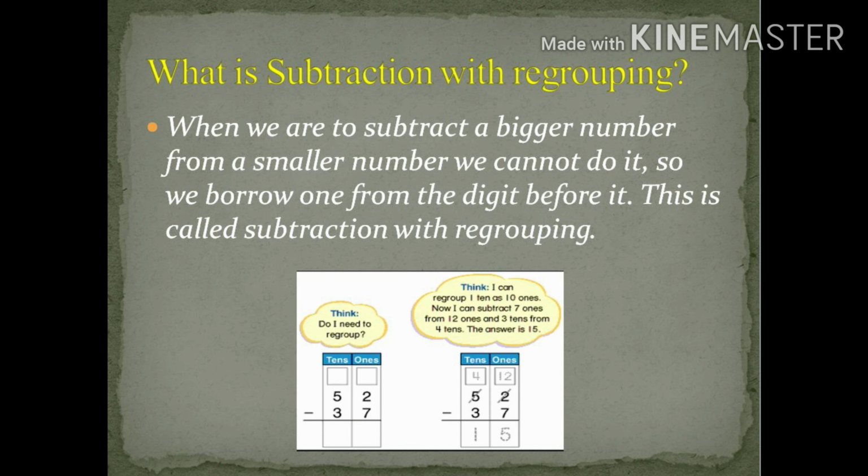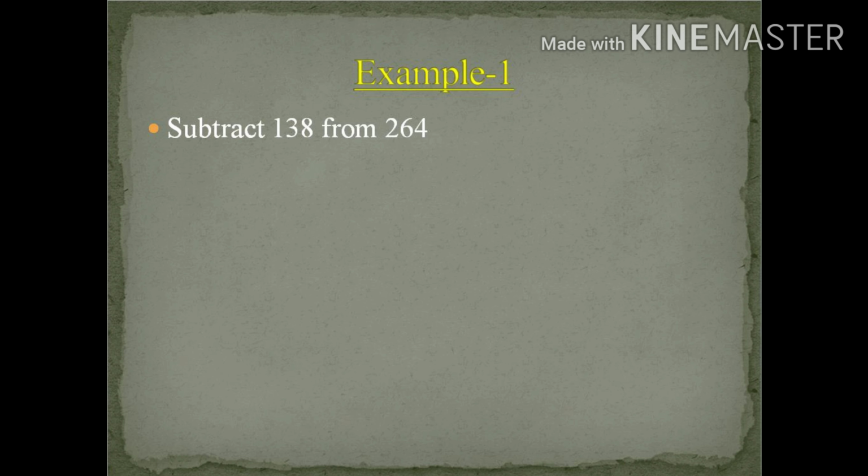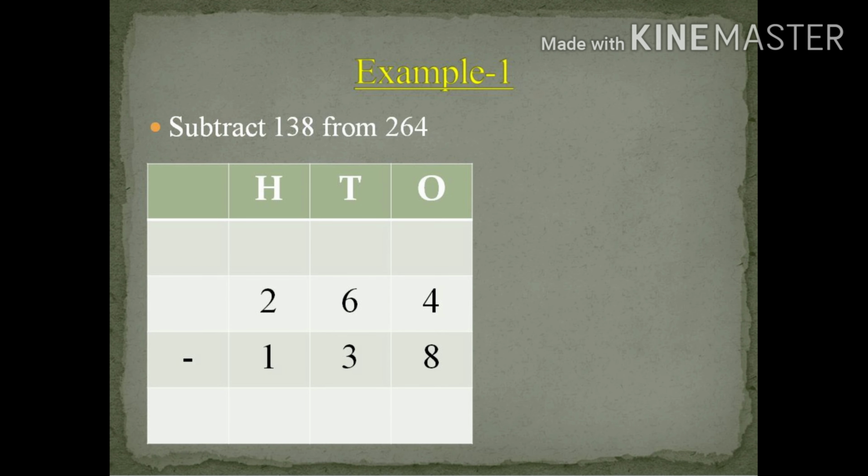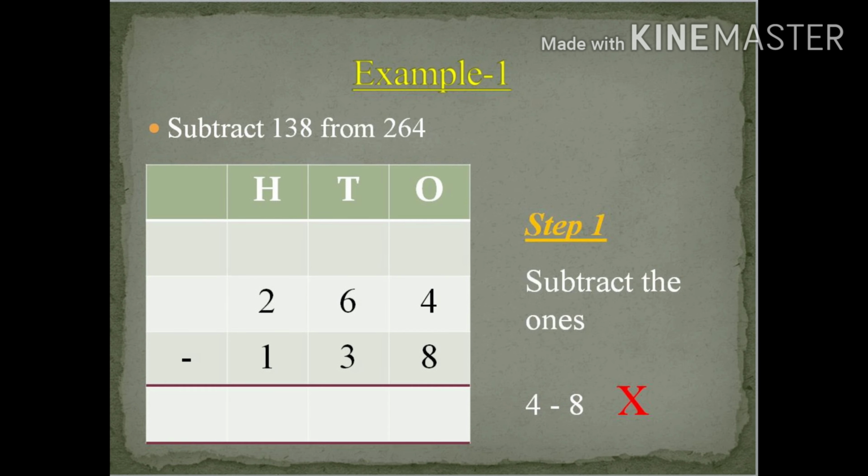Let us see example 1. We are going to subtract 138 from 264. This means we should write 264 first and 138 below it with the subtraction sign as shown in the video. Always start the subtraction from the ones place.